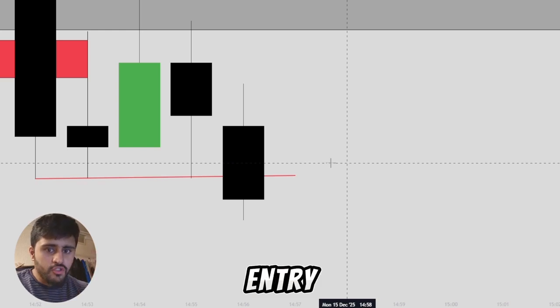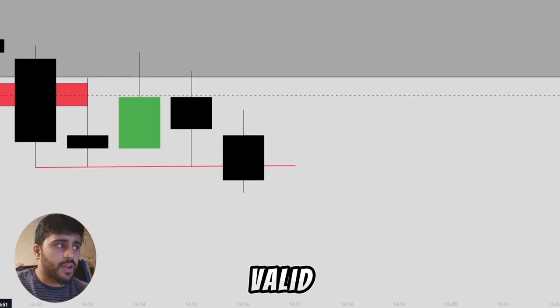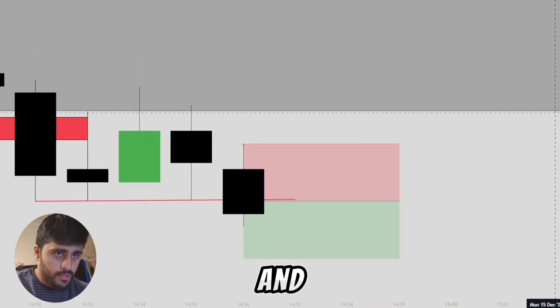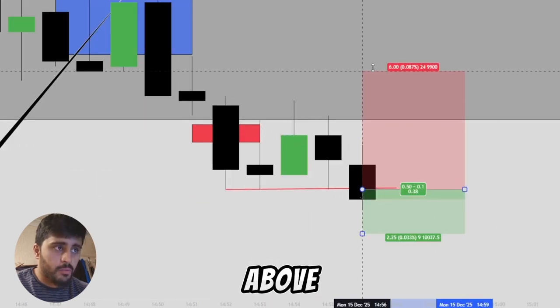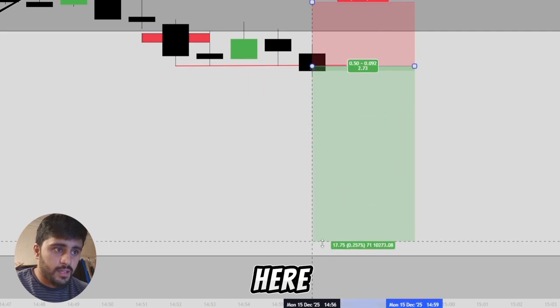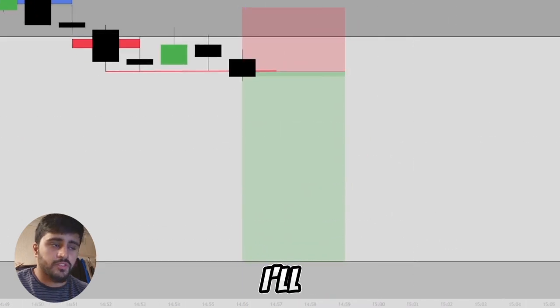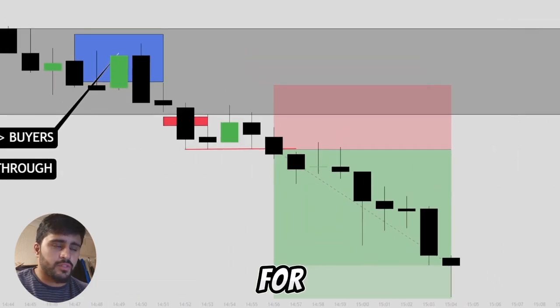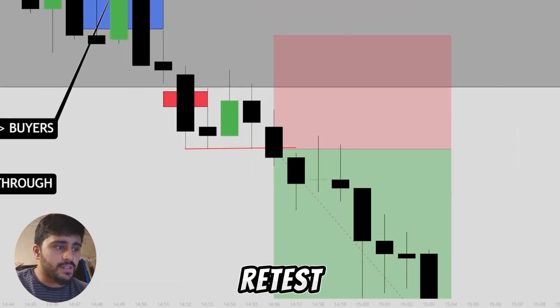Now, the entry itself only becomes valid after we break here. I would have my stops above here, and I would look to target here. That's all I'll do. I'll just go and target the next level. That's all I'll look to do. But just for the sake of this video, understanding the retest is important.